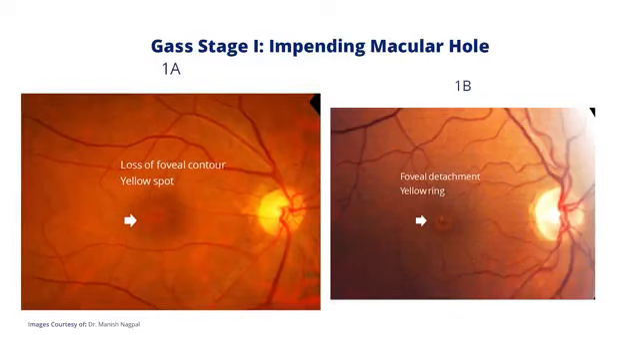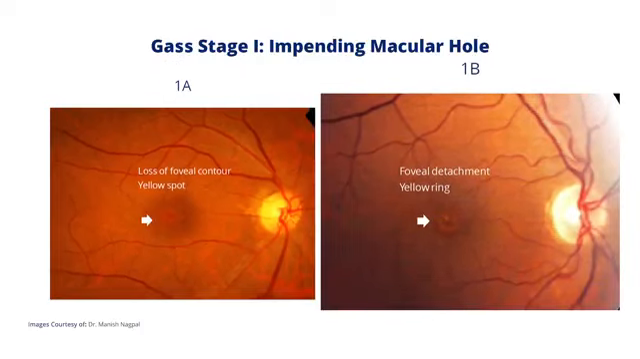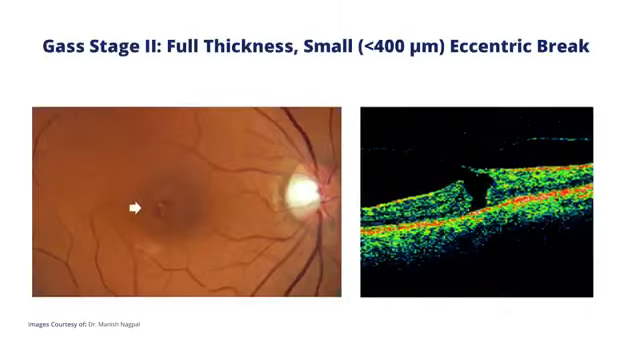GAS Stage 1, or impending macular hole, is characterized by loss of foveal contour, visible as a yellow spot, or foveal detachment, visible as a yellow ring on slit lamp biomicroscopy. Stage 2 is now a full-thickness, small, eccentric break and may assume a salami or the classic pepperoni appearance on biomicroscopy. For these stage 2 eyes, OCT reveals partial attachment of the vitreous to the edge of a full-thickness hole.